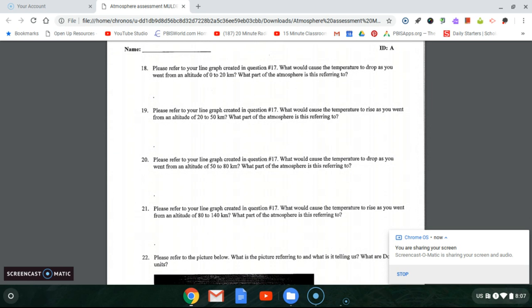Number 18, please refer to your line graph created in question 17. What would cause the temperature to drop as you went from altitude of 0 to 20 kilometers? And what part of the atmosphere is this referring to? So what caused the temperature drop? And also, what part of the atmosphere is it?